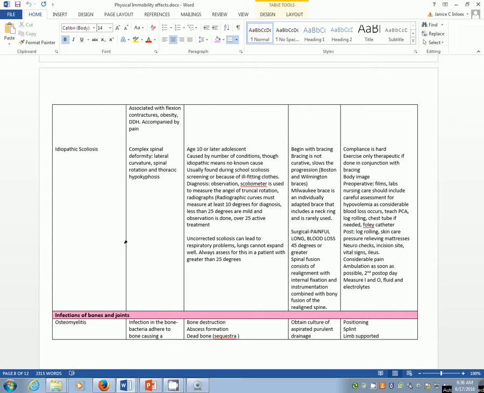And then after they have surgery, of course, when we're moving them in bed, they should be log rolled. There should be at least 2 people there to do the log rolling, and pressure relieving mattresses. And neuro checks are very important, and vital signs, checking for edema. These are all things that are important.